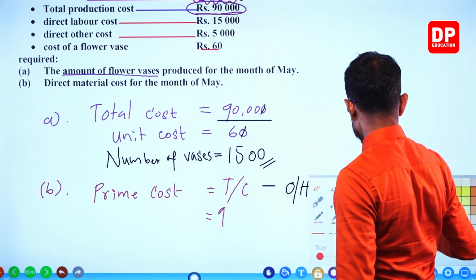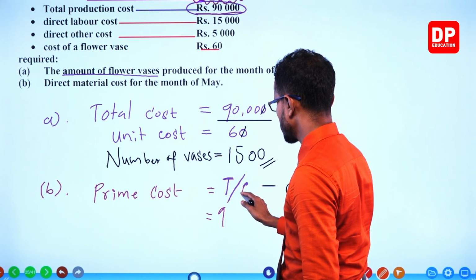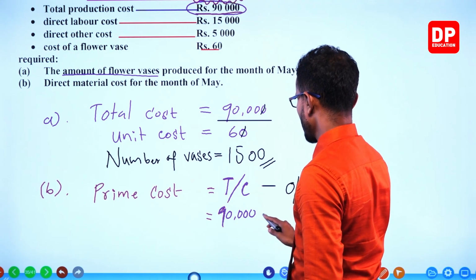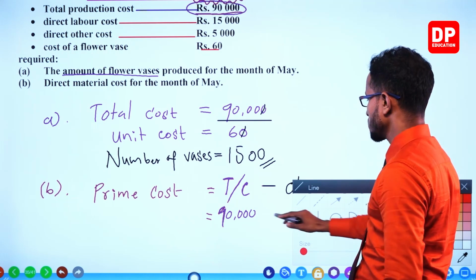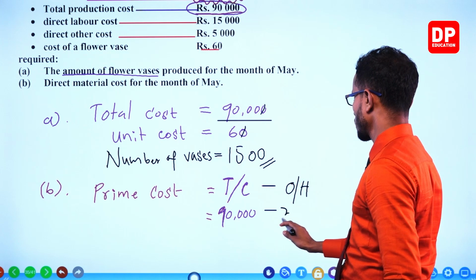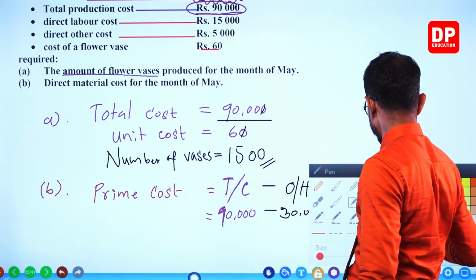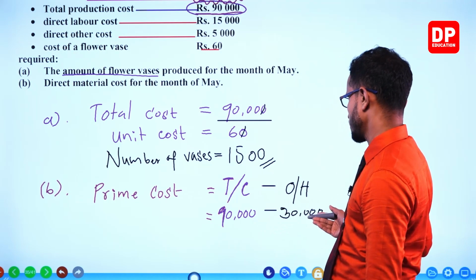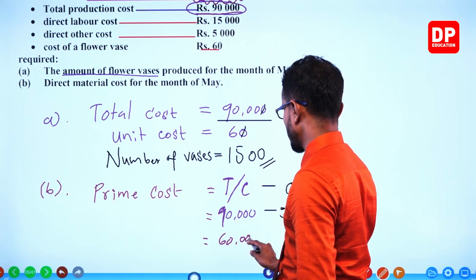90,000. Let me use the same color. This is not needed, but I'll just do it anyway. 90,000 minus the overhead cost, which is given here, 30,000. And the prime cost becomes how much? 90,000 minus 30,000, 60,000. Prime cost becomes 60,000.